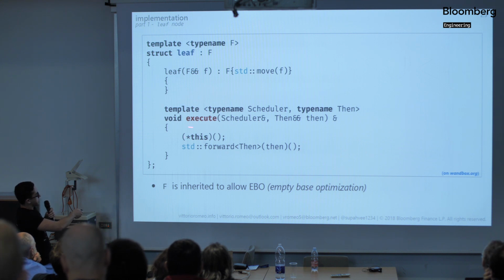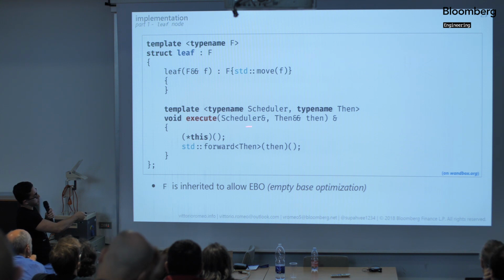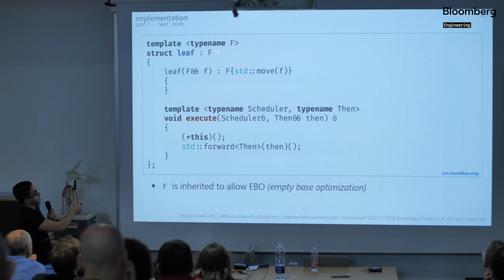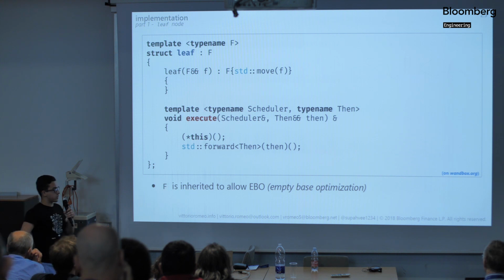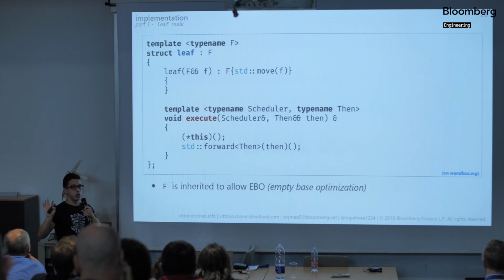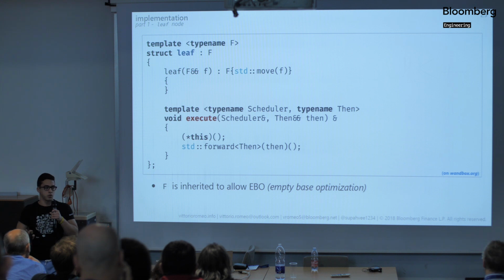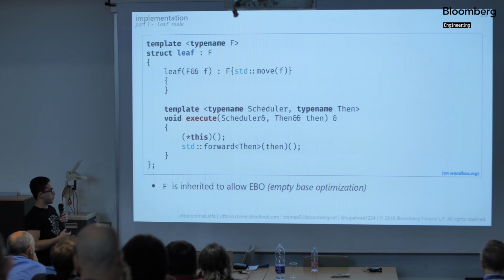And then we expose the execute method to fulfill the node concept. We take the scheduler, but we don't care about it. We take the continuation, and what we do is we invoke ourselves, because remember, we also are a lambda, so we execute our action, and then we invoke the continuation. So in this case, this will print out hello, and this will print out world. As you can see, there is no parallelism here. It's all sequential. It's all very simple. This is just a way of providing a building block for composition.